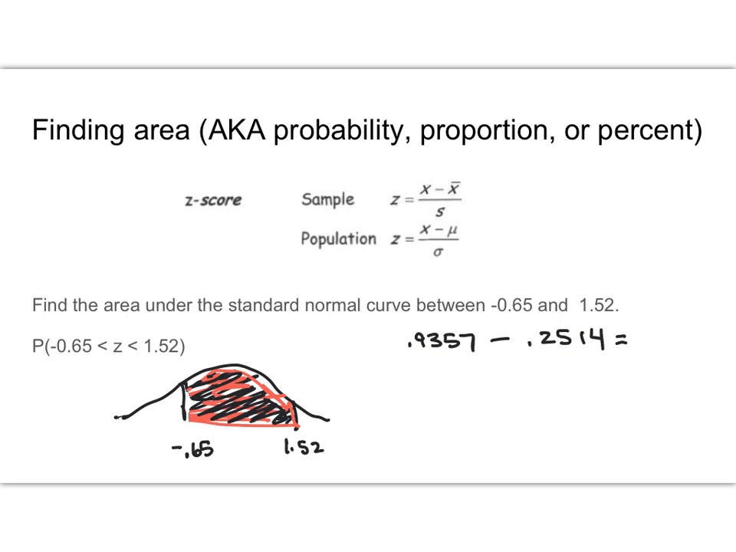And that leaves me with 0.6843. So 68.5% of data is within these two values.